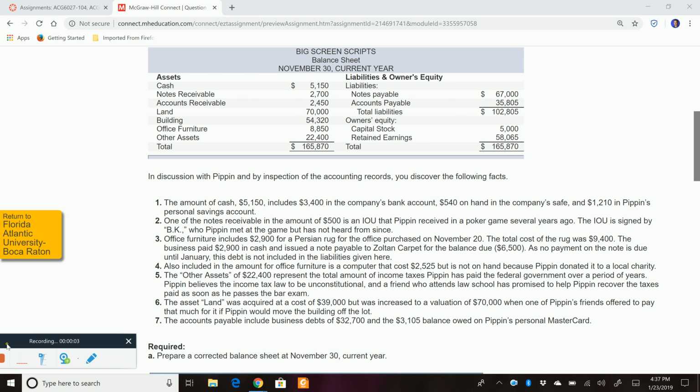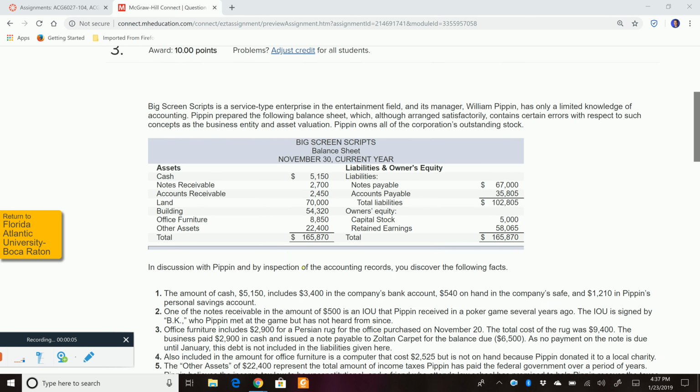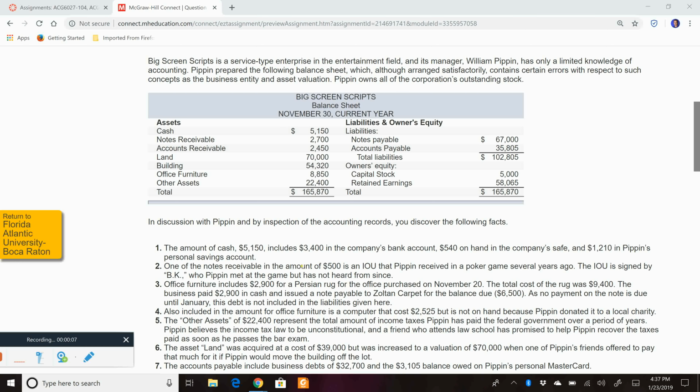Hello everyone. In this particular problem, we were given a balance sheet that is not correct and we need to make some adjustments. So as we see here, we have a company, Big Screen Scripts, and they're in the entertainment field, and their manager has a very limited knowledge of accounting. And so the gentleman prepared the following balance sheet, and we can see some of these amounts.